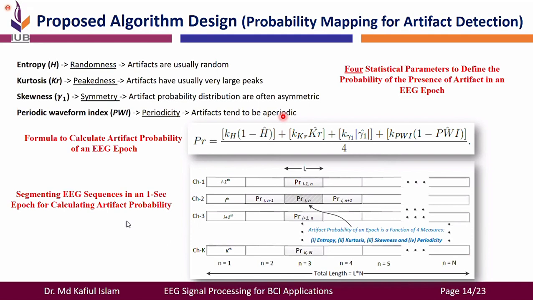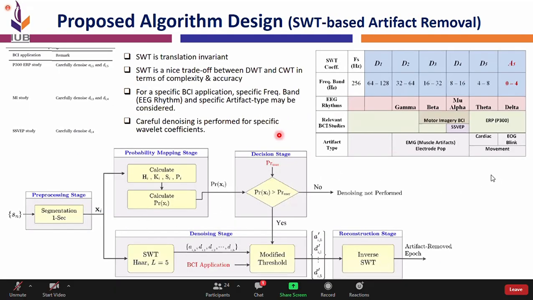So therefore, first we try to identify the probability of having artifact, and then it is up to the user at what probability of artifact they will decide whether to go for denoising, removal of the artifact, or keep the signal as it is. So this is a user-defined probability that can be set by the user, and if the probability is more than the set user probability, then we can go for the denoising.